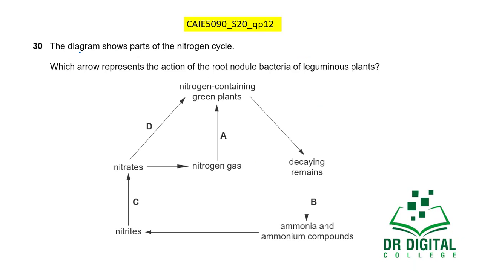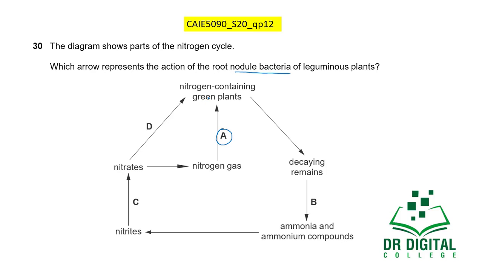In this question, the diagram shows the parts of the nitrogen cycle. Which arrow represents the action of the root nodule bacteria of leguminous plants? You know that bacteria in the root nodules are fixing nitrogen. Any nitrogen gas present in the soil coming inside the roots is fixed into amines. So this is A process, the nitrogen fixation process. This is the job of bacteria in the nodules.